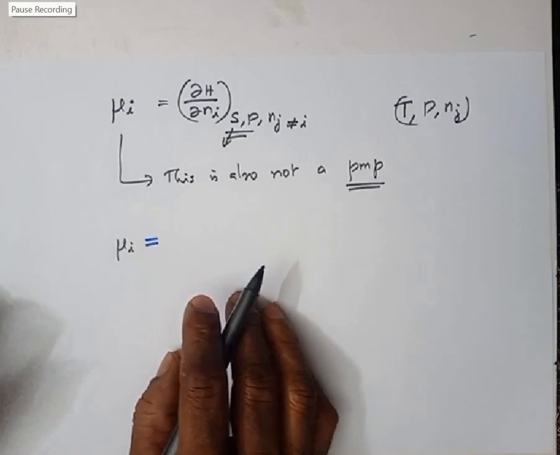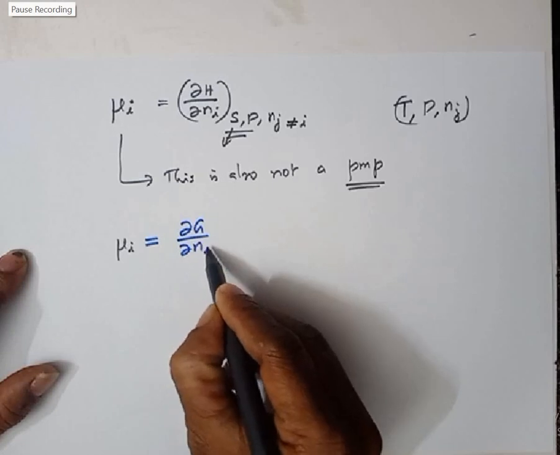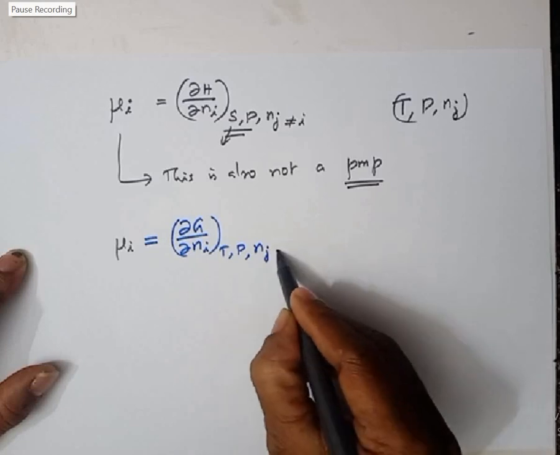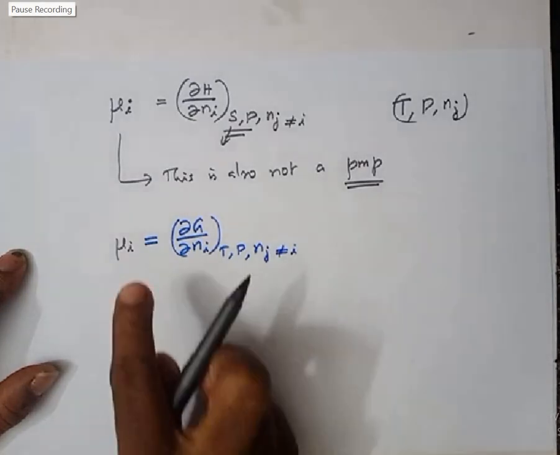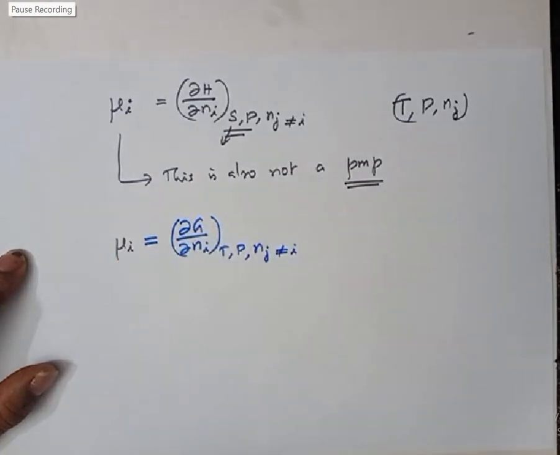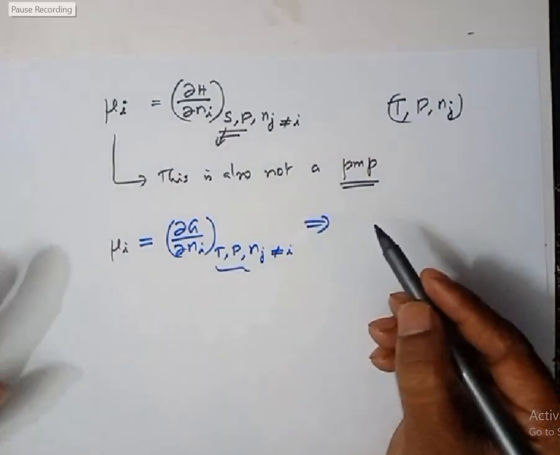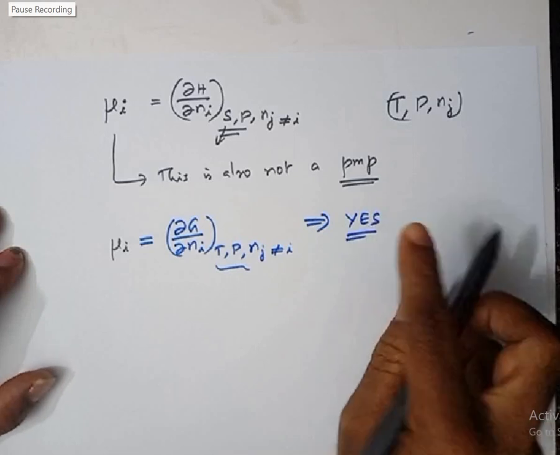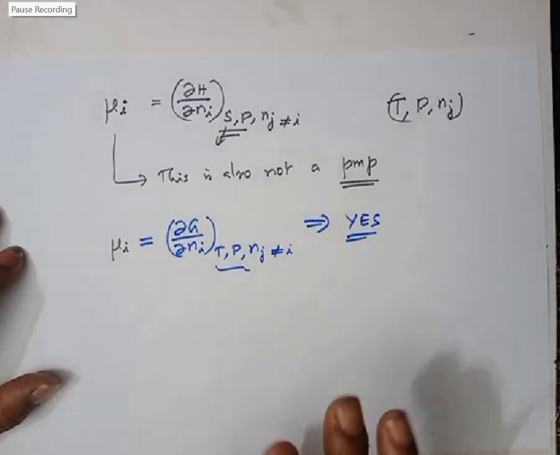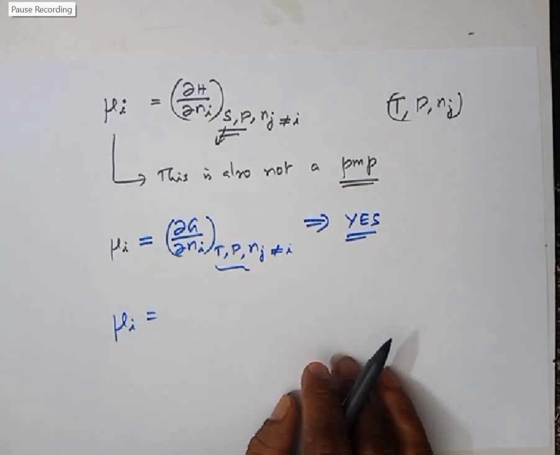So now mu i is equal to dou G by dou ni, keeping temperature constant, pressure constant, and number of moles of all the components constant except the ith component. This is chemical potential in terms of Gibbs free energy. Now the same question: is this a partial molar property? Yes, this is a partial molar property because we are keeping temperature, pressure, and number of moles constant. Now just try with equation number 4 and tell me the expression for chemical potential.